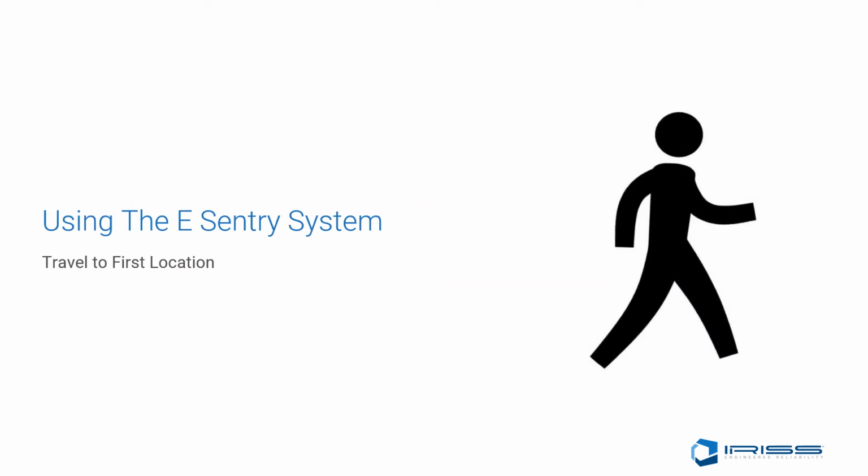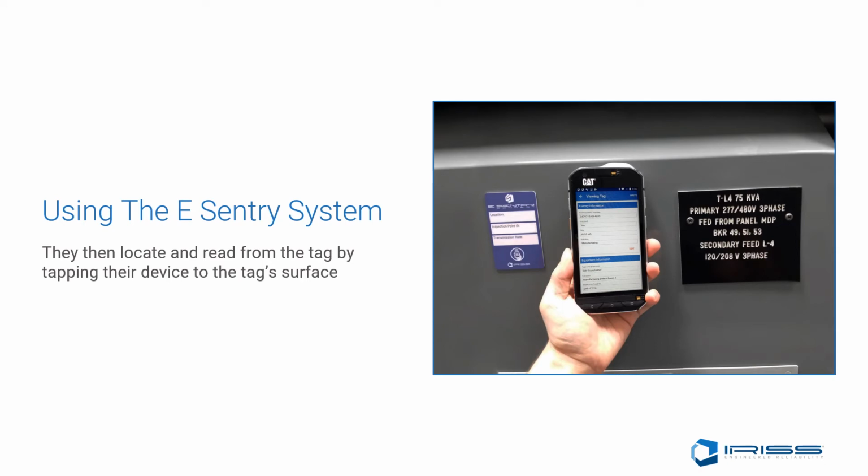So using the E Sentry system, once active, the user then proceeds to the first stop. So then you locate your tag. You then read from the tag by tapping the device to the tag's surface.